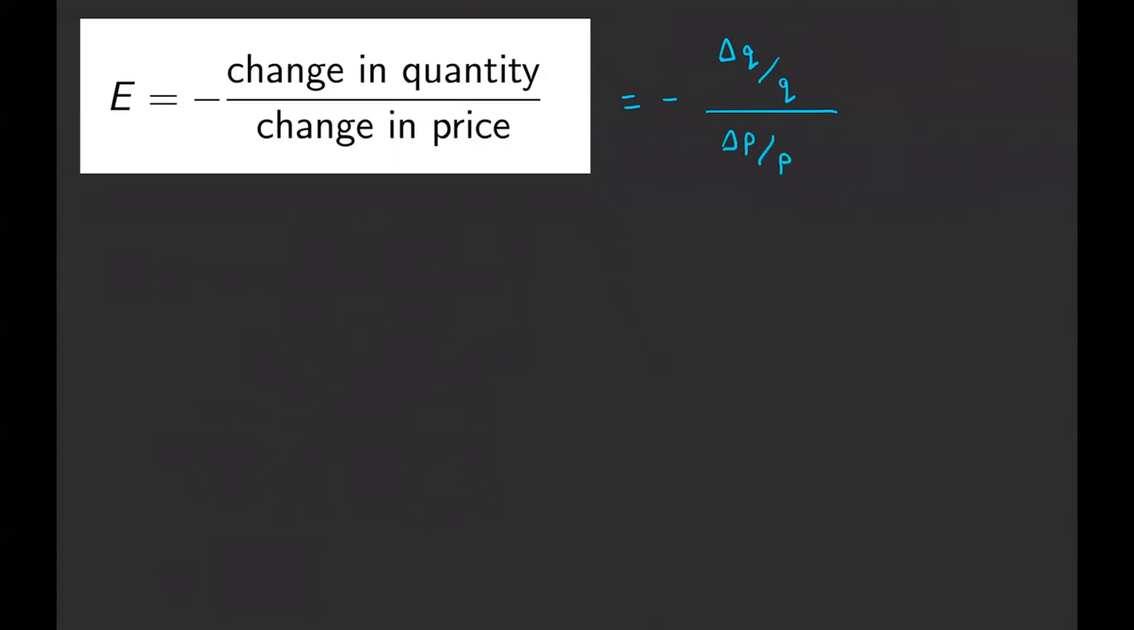Likewise, we're going to do the same thing with price. We'll have the change in price divided by the original price. This gives us a sense of how much the price changes relative to what the initial price was. If what I'm doing right here doesn't make a whole lot of sense, that's okay. I'm just using this to show that algebraically, we're going to end up with P over Q multiplied by delta Q over delta P.